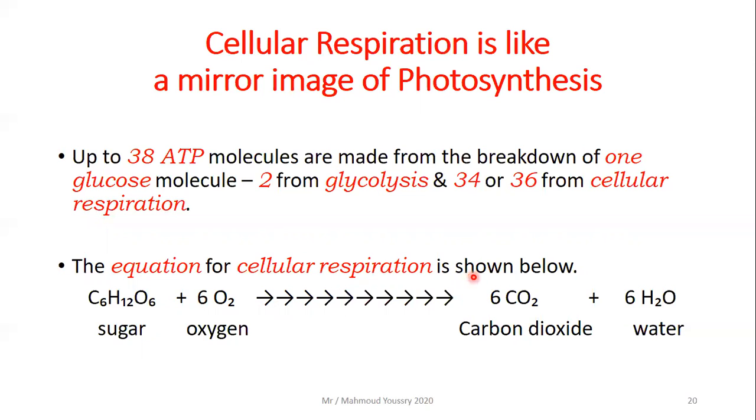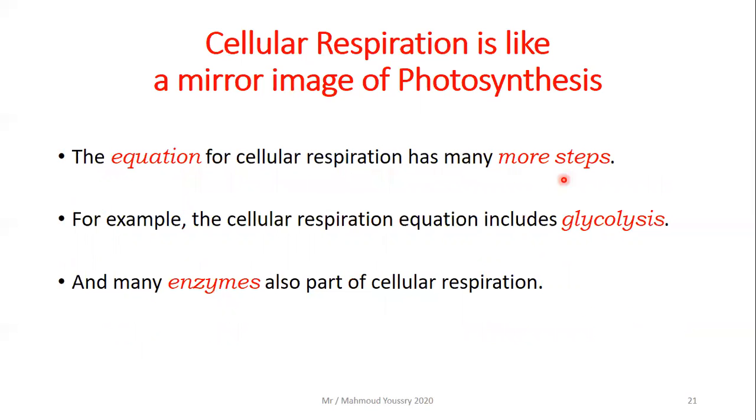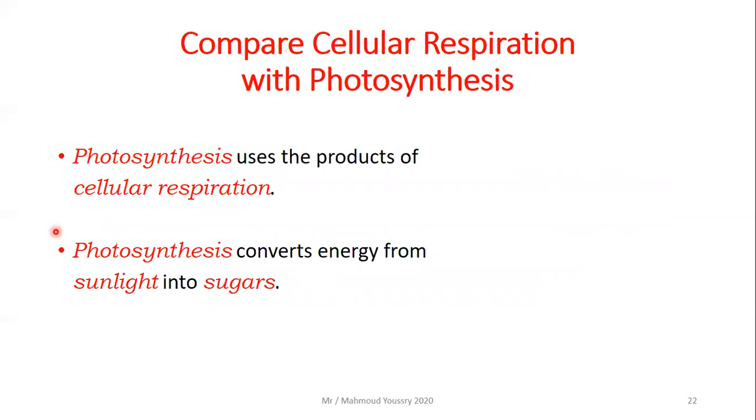The equation of cellular respiration is shown below. This is the sugar, C6H12O6, which is glucose, reacting with six oxygen molecules to give us six carbon dioxide molecules and six water molecules. But I need you to pay attention to all these arrows. This tells us that cellular respiration is not a simple process. The equation for cellular respiration has many more steps. For example, it includes glycolysis, and many enzymes also are part of cellular respiration.